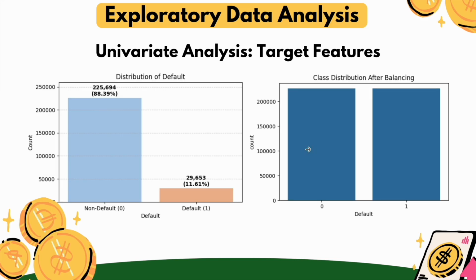Next, we look at the target variable, whether a loan was defaulted or not. Originally, only around 12% of the records were defaulters, which caused a severe class imbalance. To address this, we used SMOTE, which creates synthetic examples of minority classes. After balancing, we now have equal representation, around 225,000 records in each class.